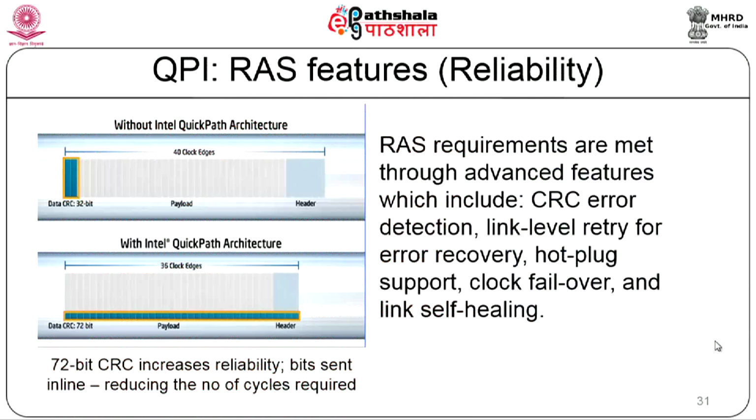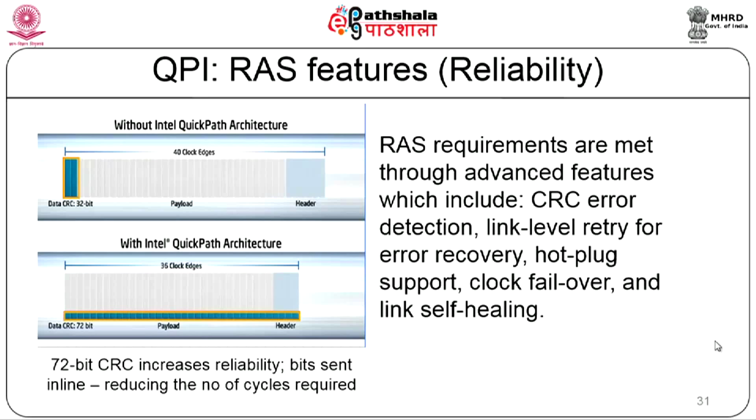And how this QPI supports the RAS features, reliability, availability and serviceability features is what is discussed here. So, the RAS requirements are met through advanced features which include CRC error detection, link level retry for error recovery, hot plug support, clock failover and link self healing. So, there is a 72-bit CRC which is provided. This increases reliability and the bits are sent in line, which reduces the number of cycles required.